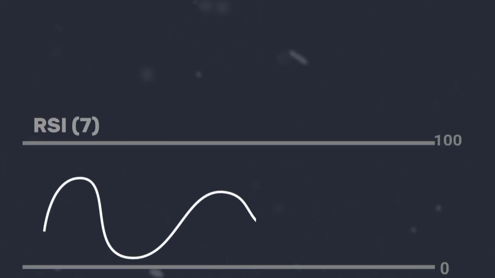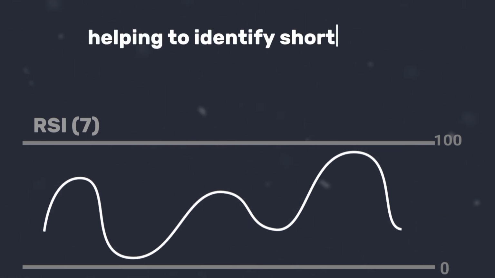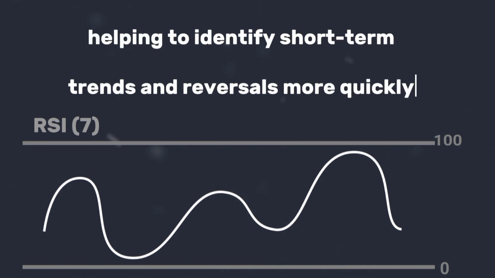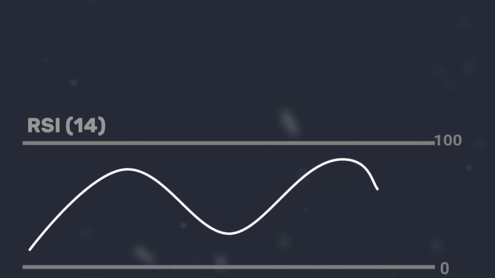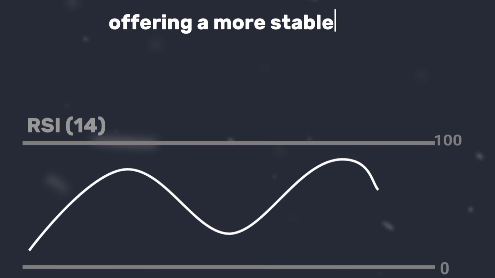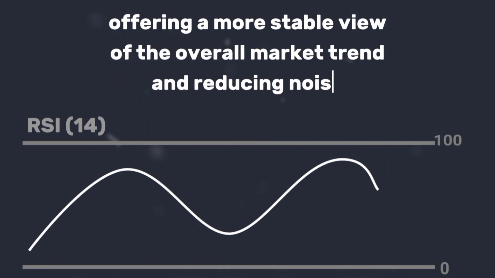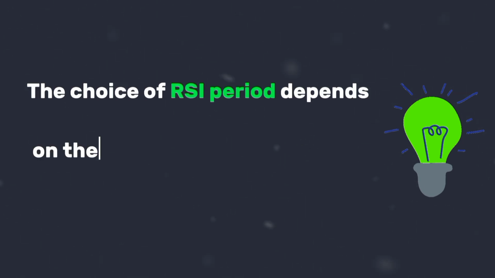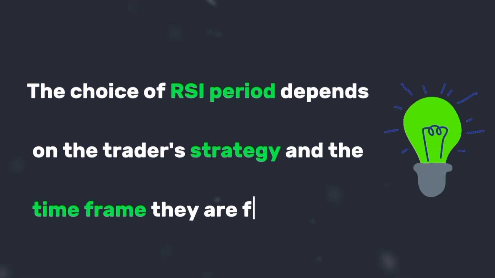A shorter period, such as 7 or 9, makes the RSI more sensitive to recent price movements, helping to identify short-term trends and reversals more quickly. On the other hand, a longer period, like 14 or 21, smooths out price fluctuations, offering a more stable view of the overall market trend and reducing noise. The choice of RSI period depends on the trader's strategy and the time frame they are focusing on.